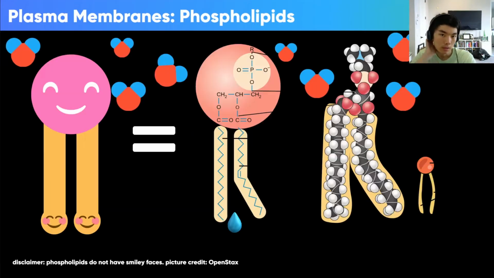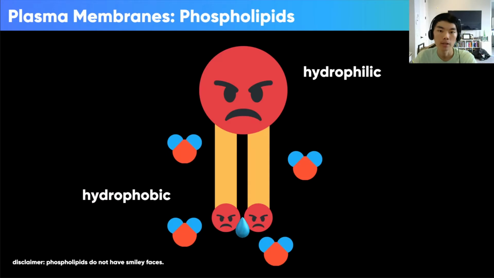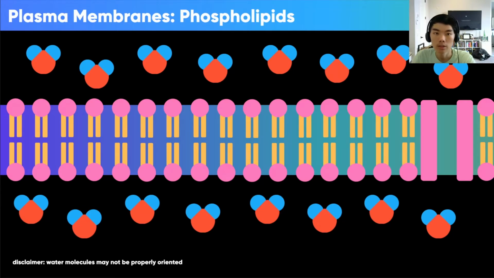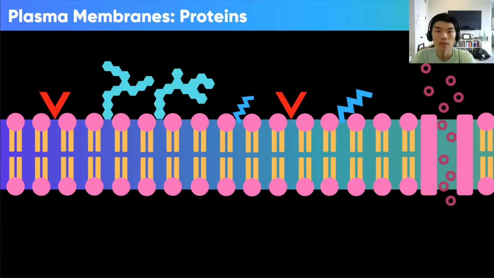So these phospholipids, they are very picky. The hydrophobic part wants to be away from water, and the hydrophilic part wants to be with water. This causes them to naturally go into these lipid bilayer conformations in an aqueous solution, and this is optimal because the hydrophobic parts are not touching water, while the hydrophilic parts are in contact with water, so everything is satisfied.